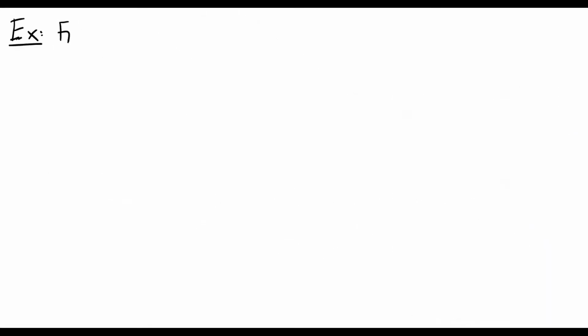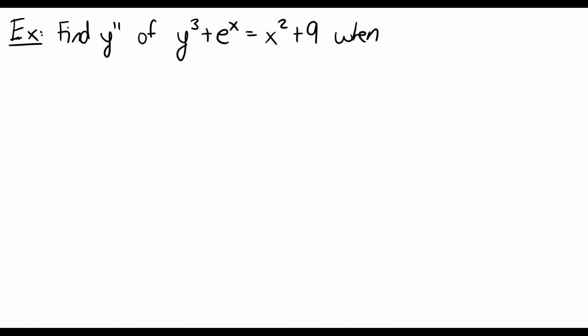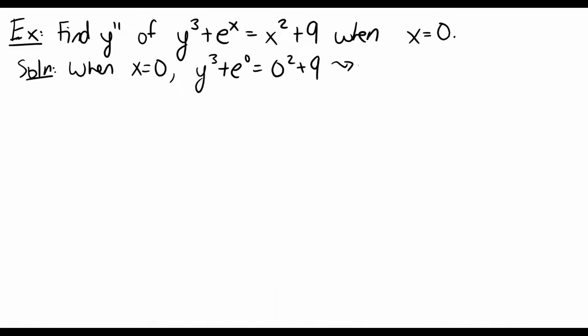Example 3. Suppose we want to find the value of y double prime of the curve with equation y cubed plus e to the x equals x squared plus 9 when x equals 0. Notice that our final answer will be a number. Since we're going to be working with numbers, we should find out what y will be when x equals 0. If we plug in x equals 0, we get that y cubed plus e to the 0 equals 0 squared plus 9, so y cubed equals 8, meaning y must equal 2.